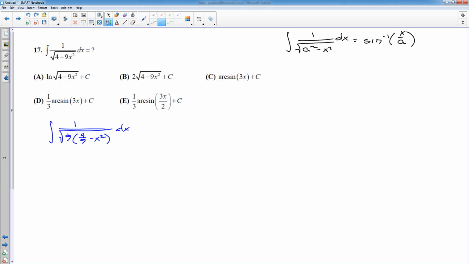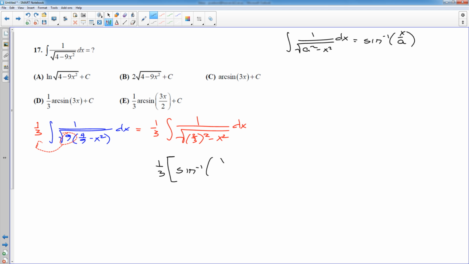The square root of 9 is 3, so I can pull that 9 all the way out as a 1/3, which would give me 1/3 the antiderivative of 1 over the root of 4/9, which is the same thing as 2/3 squared, minus x squared. And now I actually have it in that nice formula. That's 1 over root of something squared minus x squared. I can use this formula here. That's going to be the inverse sine of x over 2/3 plus c, and x over 2/3 is the same thing as 3/2 x.